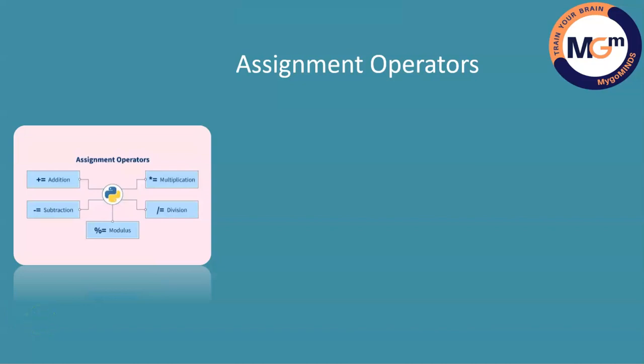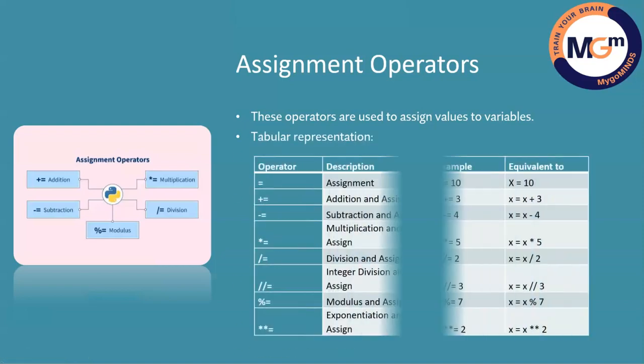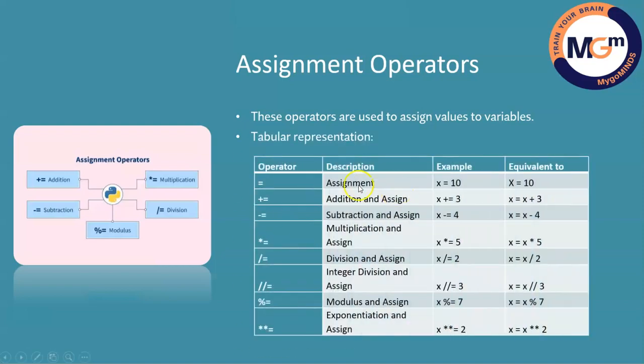Now comes the assignment operators. Basically, assignment operators are used to assign values to a variable. Let us see what all assignment operators we have in Python. Equal to is used to assign a value to a particular variable, and plus equal to is addition and assignment. For example, x += 3 means x = x + 3.